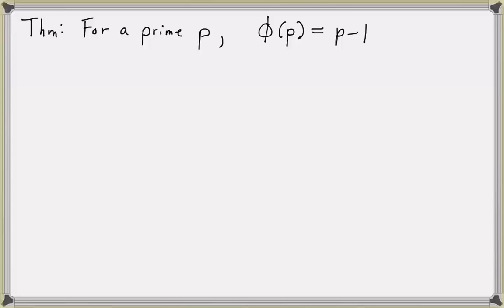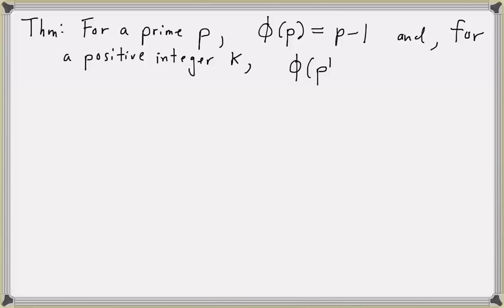But further, for any positive integer k, phi of p to the power k equals p to the power k times 1 minus 1 over p. And if you multiply this out, you see this also equals p to the k minus p to the k minus 1. Okay, so those are alternate forms of this formula for phi of p to the power k. So let's prove this theorem.